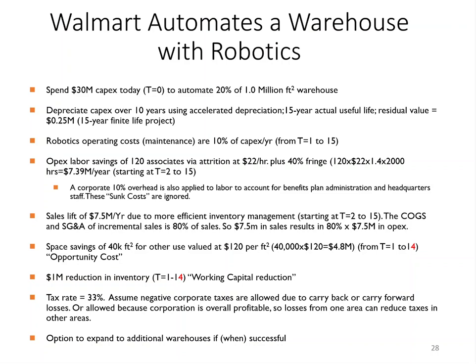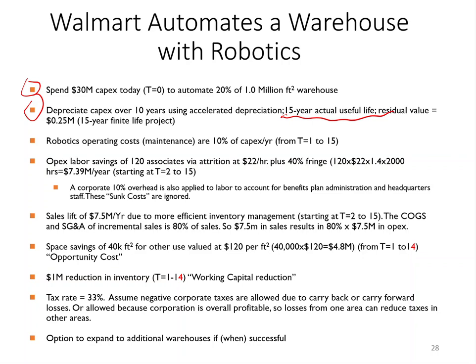Say Walmart wants to automate a warehouse with robotics. They're going to spend $30 million today. We'll call that T equals 0, to automate 20% of a 1 million square foot warehouse. They're going to depreciate that CapEx over 10 years using accelerated depreciation. However, the useful life is determined to be 15 years.